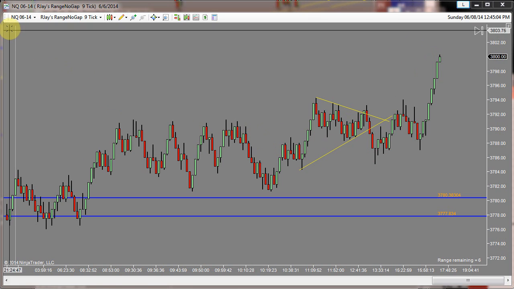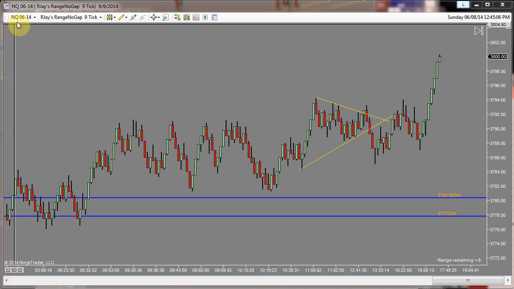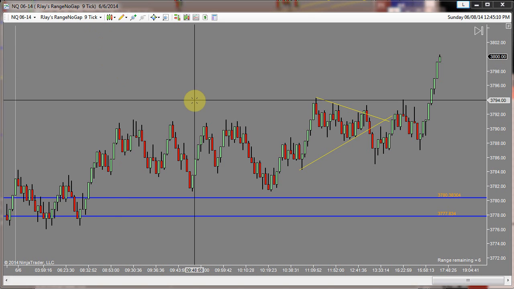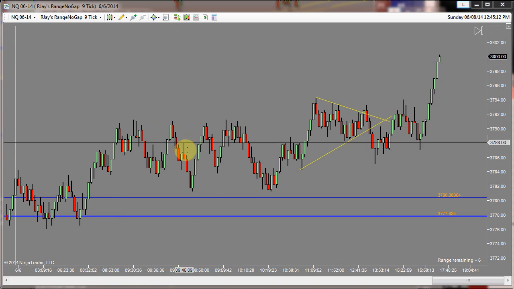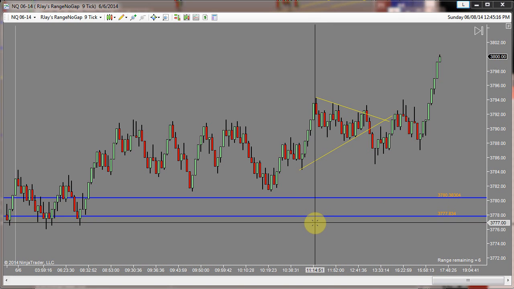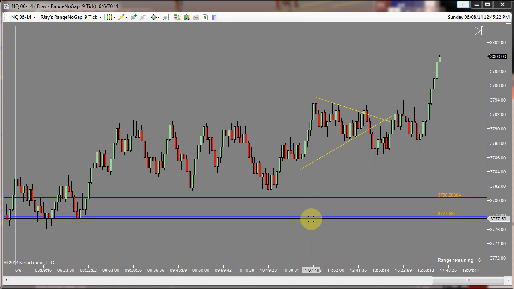So this is the Emini Nasdaq 100 futures contract using a 9-tick range bar chart. This is our preferred range bar chart, and this is the chart that we use to disseminate the intraday E-mini targets, the major and minor bull and bear targets that exist.